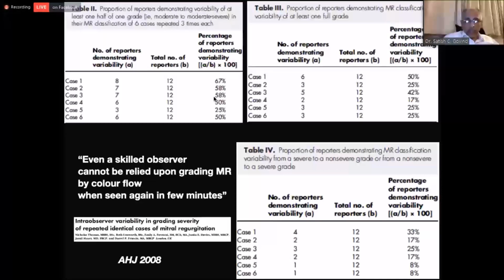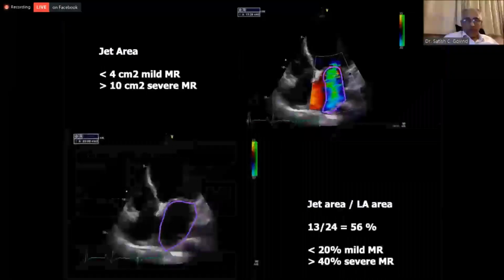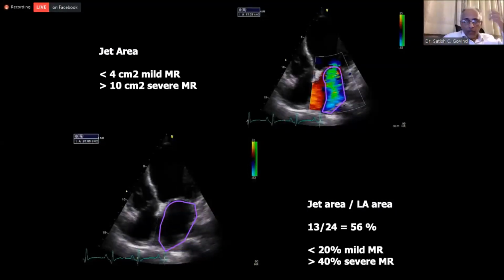So avoid this. This is just for an initial impression or in an acute situation where we can utilize this, but not in a routine situation. So how do we do this in a more objective way? You have this time-tested old method of jet area, which has its own limitations, pluses and minuses. So be very careful. It is not very sensitive.